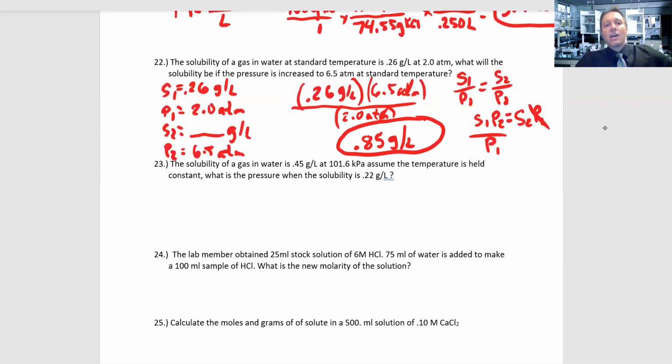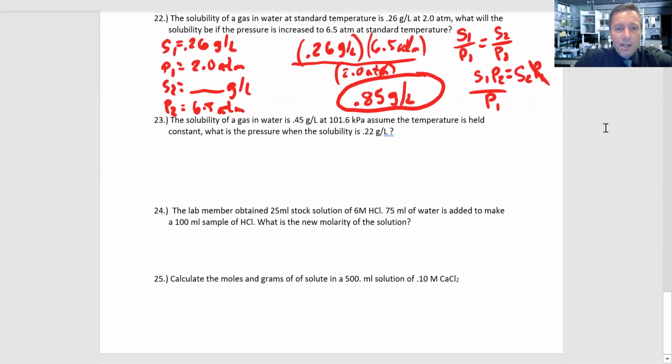Does it make sense? Well, yes. At 2 atmospheres, my solubility is 0.26. So if I raise my pressure to 6.5 atmospheres, now my solubility is 0.85. So it went up, and they're directly proportional, so that makes sense.